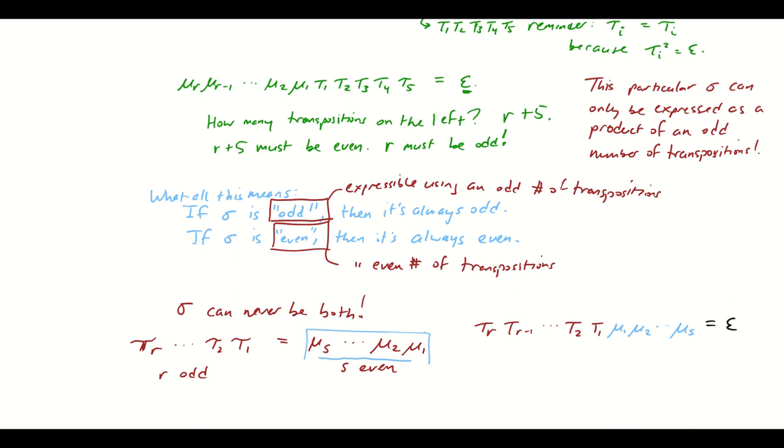And then, well, how many transpositions are there over on the left side? There's r plus s of them, odd plus even, which is an odd number. And by our theorem, the fact that we have an odd number of transpositions equaling the identity is a contradiction. Haha! So that means that no permutation can ever live in both worlds. It's part of this group, the odd permutations, or it's part of this group, the even permutations. And that's that.